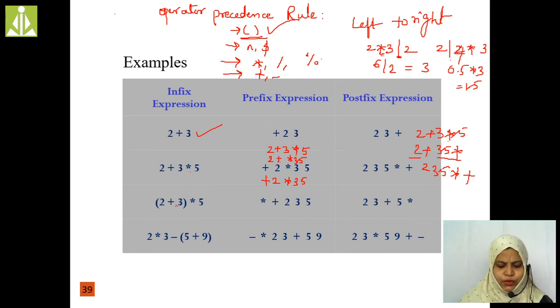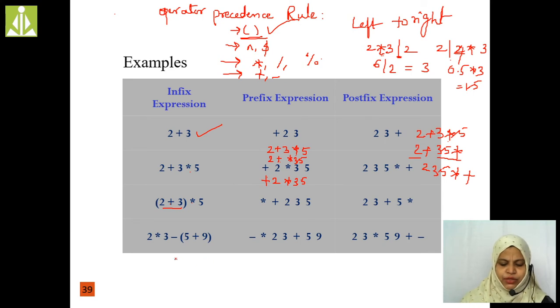Next is (2 plus 3) star 5. Here, as I already told, the operands present in the parentheses are evaluated first. So 2 plus 3 we have to evaluate first, irrespective of the precedence of the operators. Plus is there, star is there. Star has the highest priority, but we are not going to evaluate star first. Why? Because we have to evaluate the expression present in the left and right parentheses first.